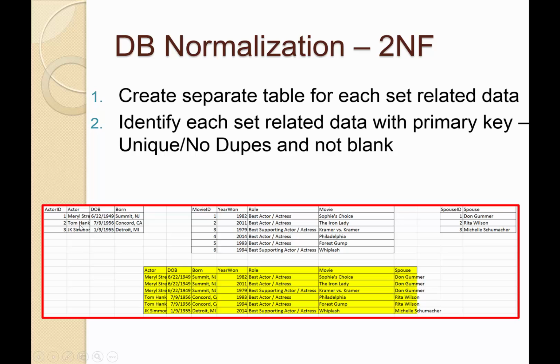For example, in actors, we can see that Meryl Streep is 1, Tom Hanks is 2, and J.K. Simmons is 3. The other thing on the second normal form is that a primary key cannot be blank. So those are the 2 rules we follow with primary keys: that it has to be unique with no duplicates, and then it cannot be blank or null.